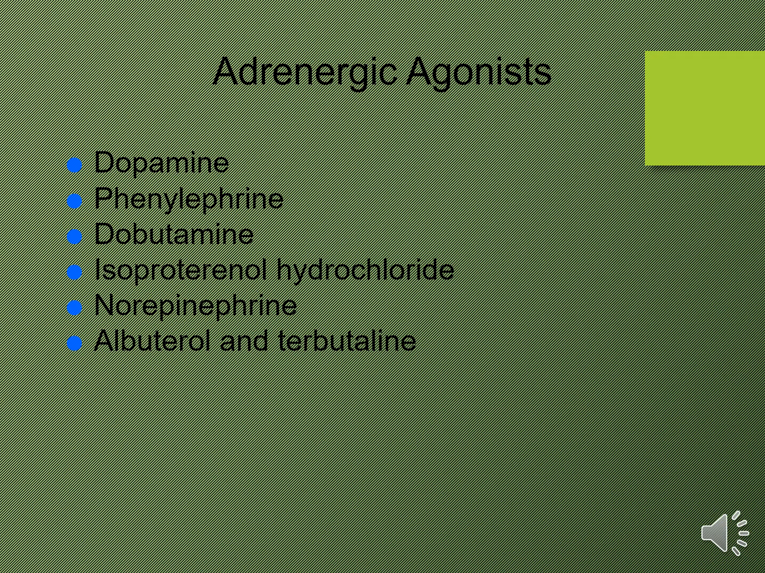Phenylephrine treats arrhythmias and hypotension. It causes peripheral vasoconstriction. Dobutamine helps with cardiac failure and hypotension. Isoproterenol hydrochloride increases the rate and force of myocardial contractions, also treats bradyarrhythmias, and it's a bronchodilator. Norepinephrine is a potent vasoconstrictor used to increase blood pressure, and albuterol and terbutaline treat bronchospasm.